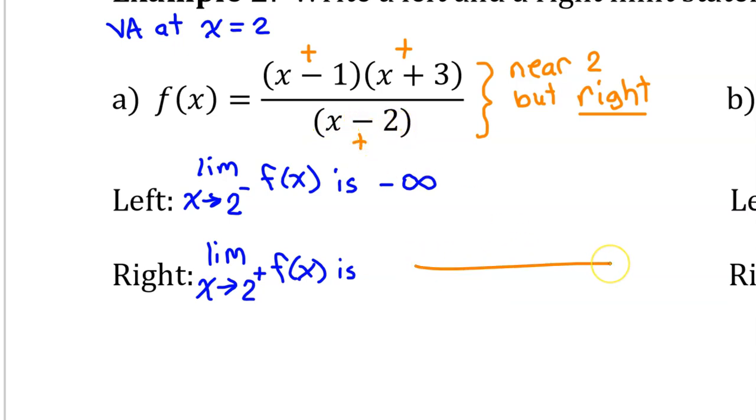Or again, if you don't like the decimals, if this is 2, to the right of 2 on the number line would be 3. You could just use 3 if it makes you feel better. 3 minus 2 is 1, that's going to be positive. Clearly, the overall sign of f of x will be positive in this situation. In other words, the limit as x approaches 2 from the right of f of x is positive infinity.